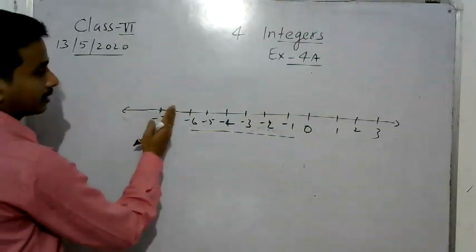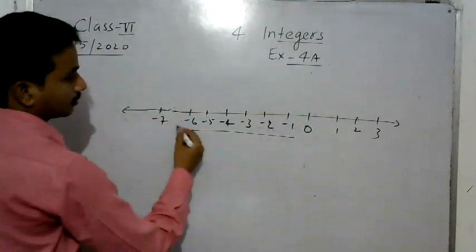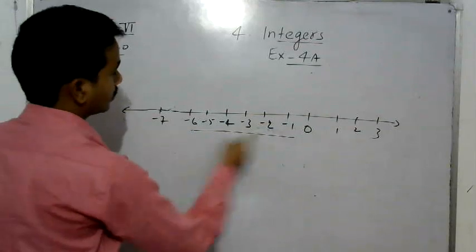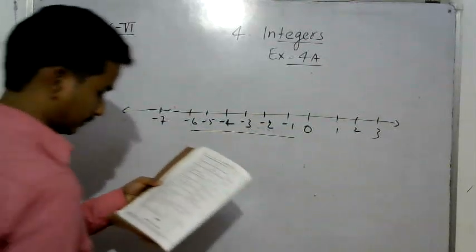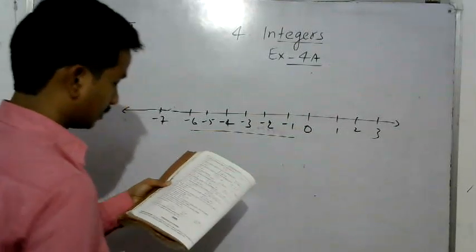So for finding the greater number, we have to move right side. So all these, there are 6 negative integers which are greater than minus 7. We have to write only 5 of them. So you can write it. Similarly, you can do the second part.